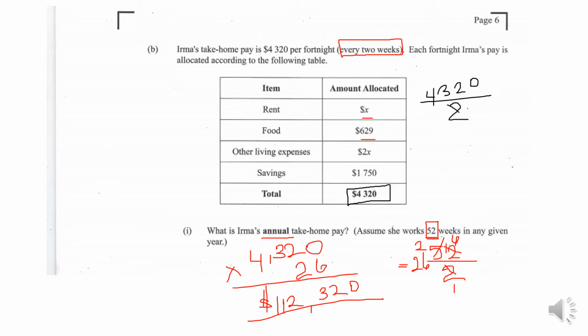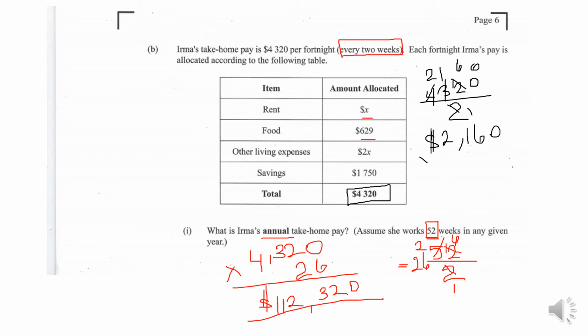Let's divide. 2 into 2, 1. 2 can go into 4, 2. 2 into 3, 1 with a remainder of 1. 2 can go into 12, 6. 2 can go into 0, 0. So we are getting 2,160. This is how much she gets in 1 week.